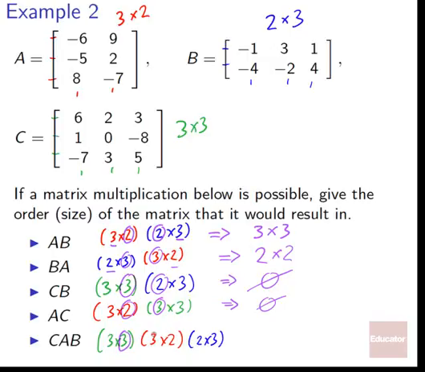So for CA, we've got a 3 here, we've got a 3 here. So that's going to result in a 3x2, right? That's what CA would come out as, times B still. We have B, 2x3. So now we ask, do they match on the inside? Hey, they match on the inside. So what's going to result is a 3x3.